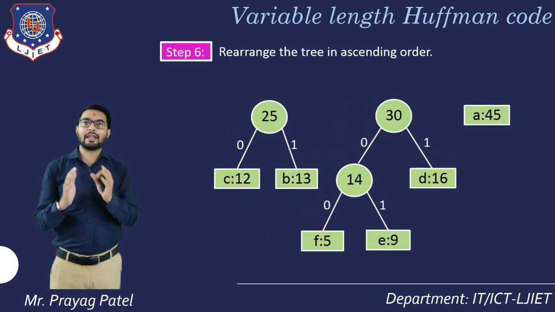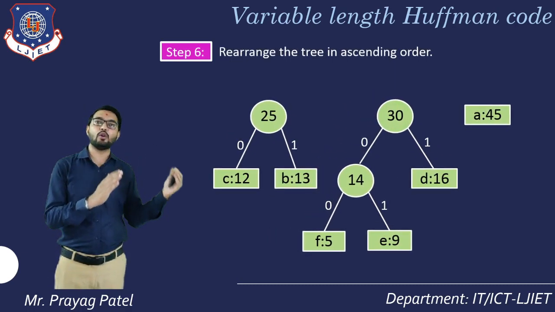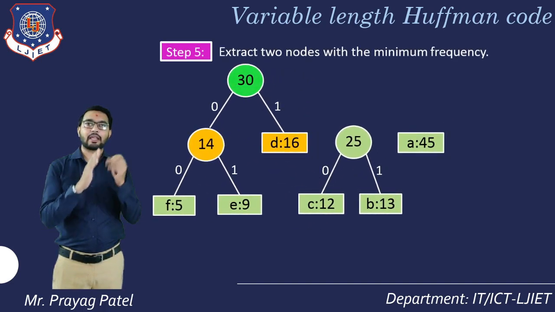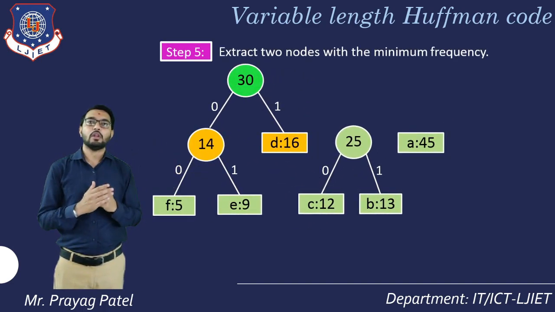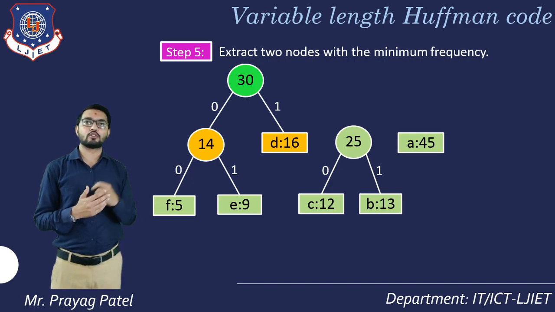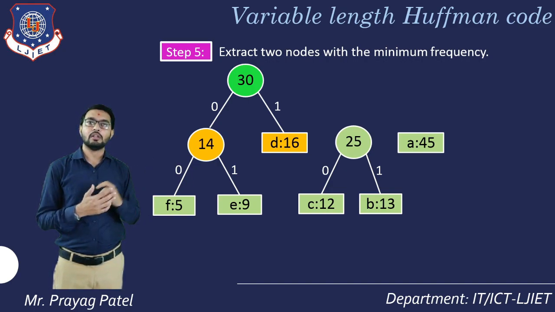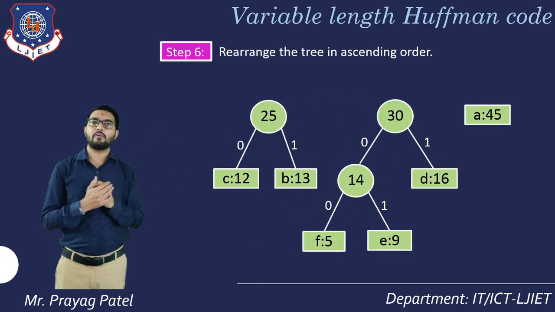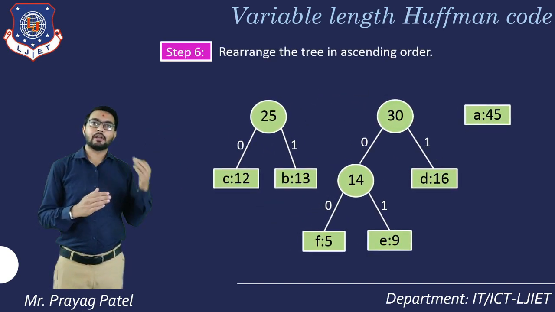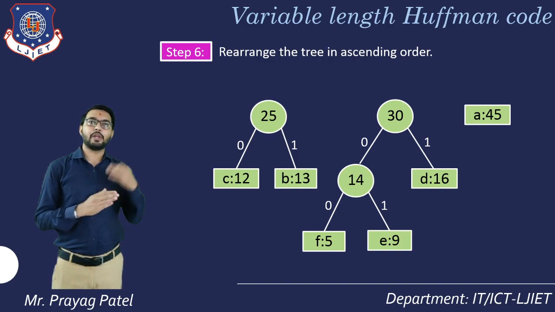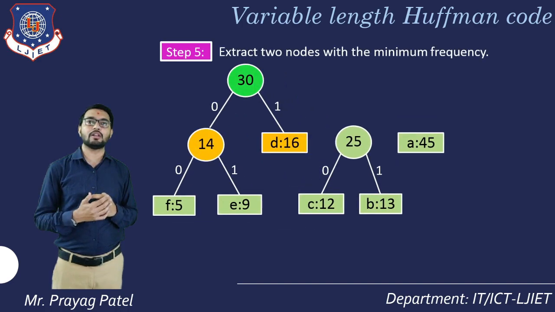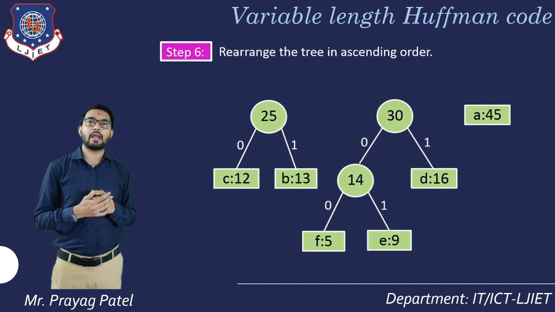After that, rearrange this data into ascending order. So in the previous step, first is 30, second is 25 and third is 45. Now arrange this data in ascending order. So first is 25, then 30, then 45. Now after rearranging this data, repeatedly you combine the first two nodes only. So here the first two nodes are 25 and 30.